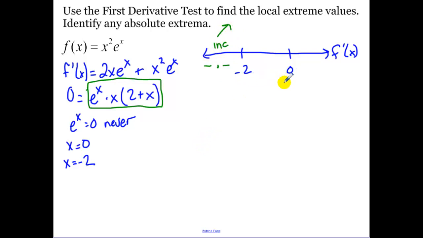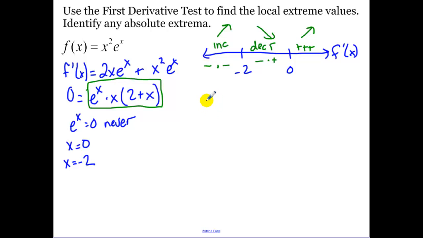Now from -2 to 0, plug in -1. The term that changes is this x plus 2 changes to being positive, so we would have a negative multiplied by a positive. That means I'm decreasing because the first derivative is negative, and then greater than 0, all of those are going to be positive, so we are increasing.